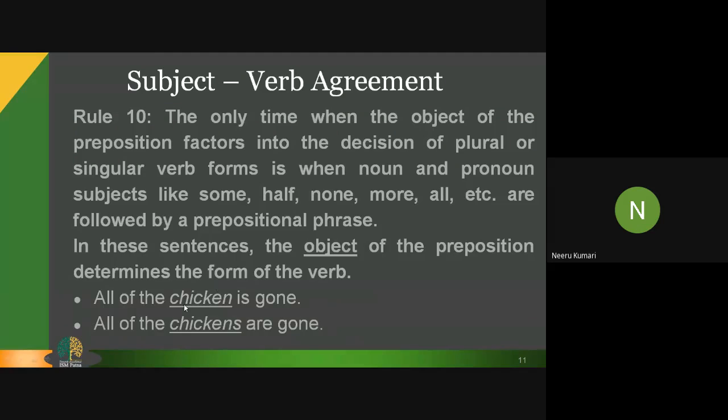Say, for example, when we are talking about chicken, then we use the verb is. But when we are talking about chickens, which you can see in the next example, all of the chickens, the verb that we use is are, according to the agreement of the object. And this happens only when these are the words some, half, none, more, all, or such words. Whenever they are followed by prepositional phrases, we should remember that in such sentences the object should be determined in order to add the verb.